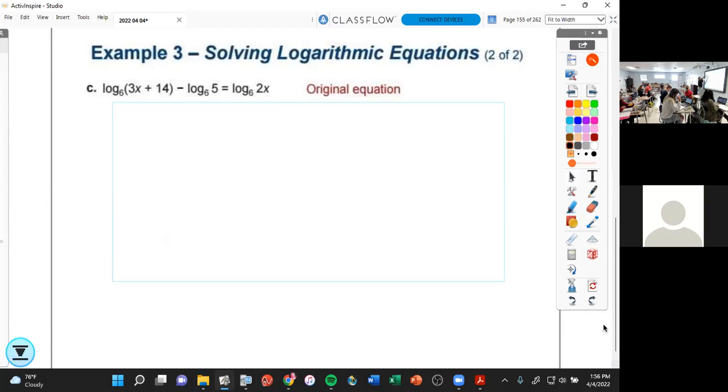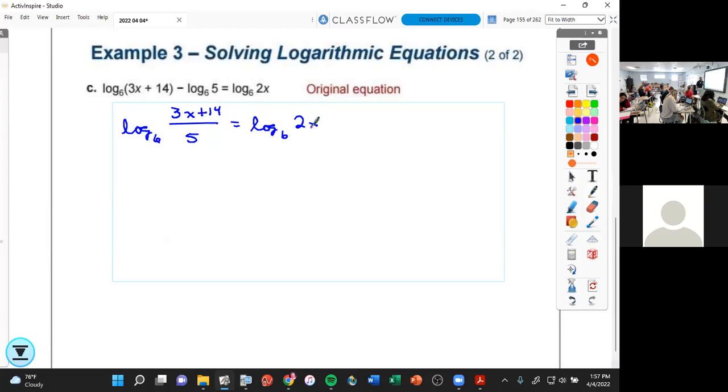So this log is positive. So I am going to stay in log base 6. Because this log is positive, the 3x plus 14 goes on top. Because this log is negative, the 5 goes on bottom. I do not write log twice, which is what you said. Oh, okay, there's only one log statement. By doing this, I now have one log statement on the left and one on the right.